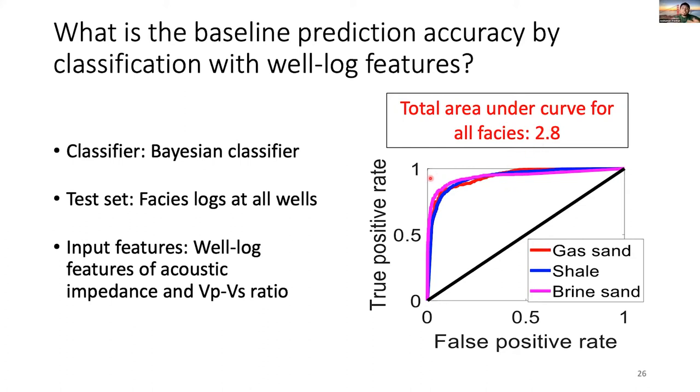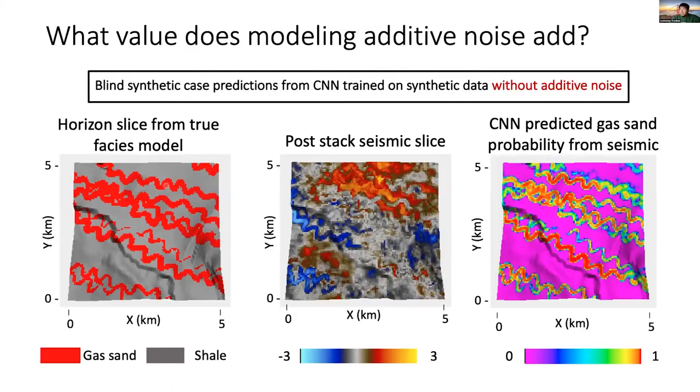This is good. But now let's see how the CNN does with seismic data, and especially in the presence and in the absence of noise. In order to show that, first I will show some blind synthetic case predictions from the CNN that was trained without any additive noise, right? We don't model any of that additive noise that we showed before. This was the true synthetic model, and this was the CNN predicted gas sand. And what is really amazing is the CNN is able to capture all of these synthetic channel features that we see in our true model, very perfectly, with almost a 90% accuracy.